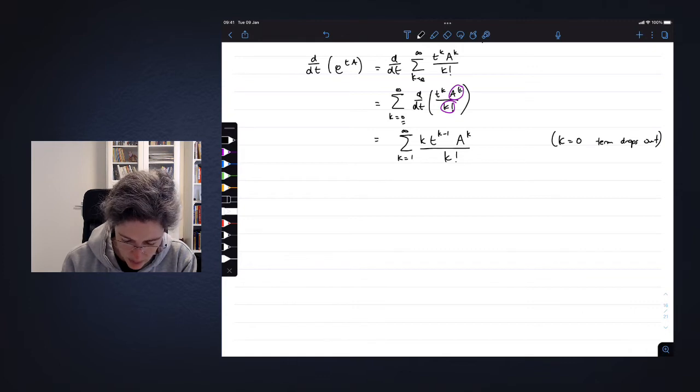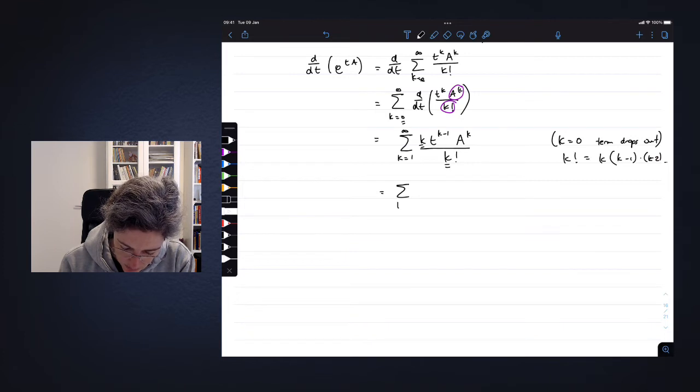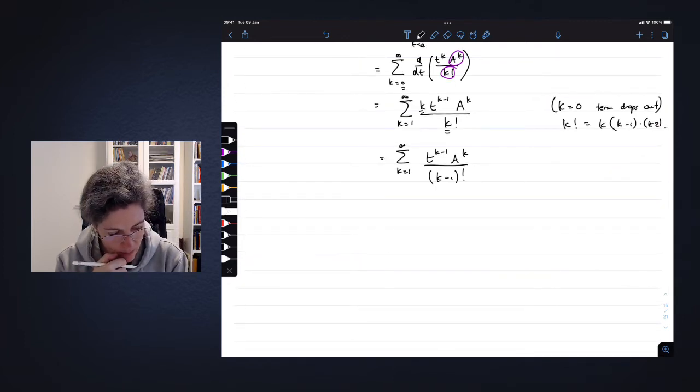And now we can do a little bit of rewriting. You know that k factorial is k times k minus 1 times k minus 2 and so on. So we've got a k in the denominator and a k in the numerator, so we can cancel those and rewrite. So we've got the sum from k equals 1 to infinity of t to the k minus 1 a to the k over k minus 1 factorial. And now we're going to do something a little cunning.